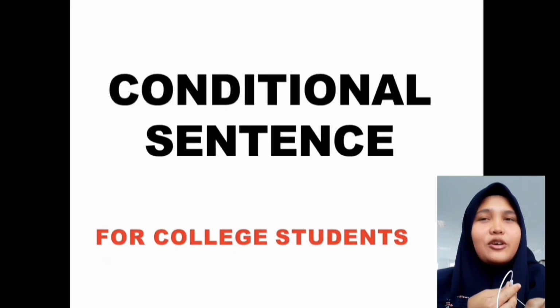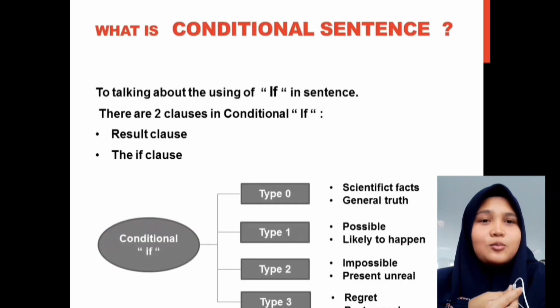Okay, today we are going to learn about conditional sentence. What is conditional sentence? Conditional sentence is talking about the use of if in a sentence. So, if we want to make if in our statement or sentence, we have to know the form of if because every type has a different form. There are two clauses in conditional if. They are the result clause and then the if clause.